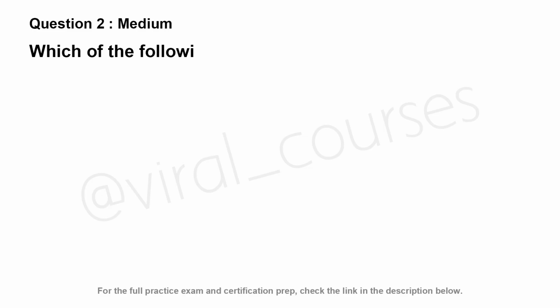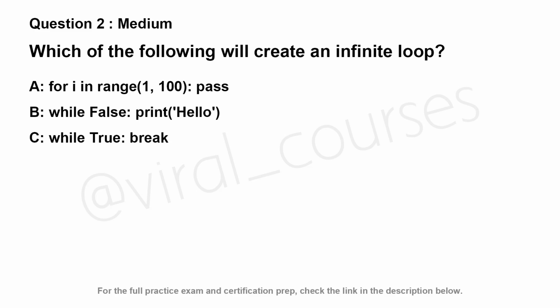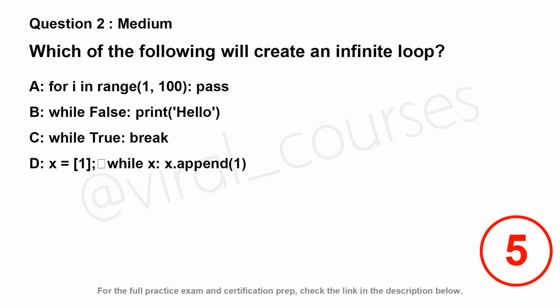Which of the following will create an infinite loop? Option A. for i in range(1, 100): pass. Option B. while False: print hello. Option C. while True: break. Option D. x = [1], while x: x.append(1).